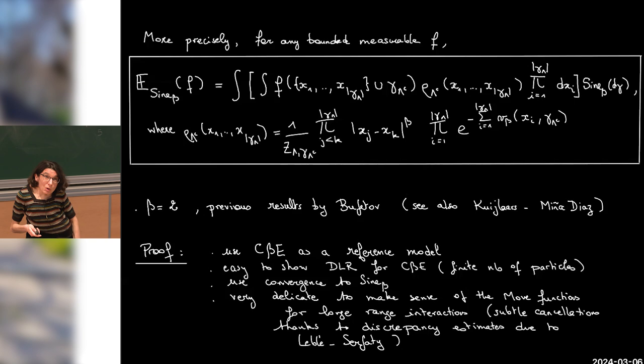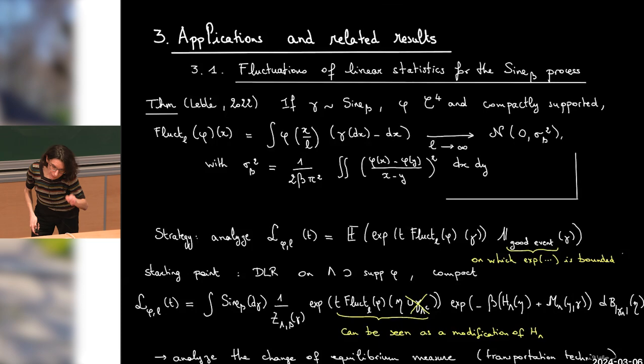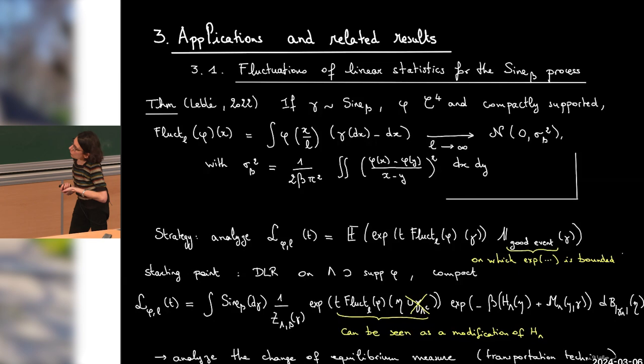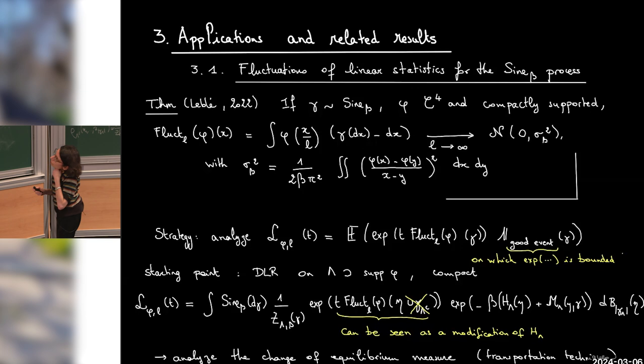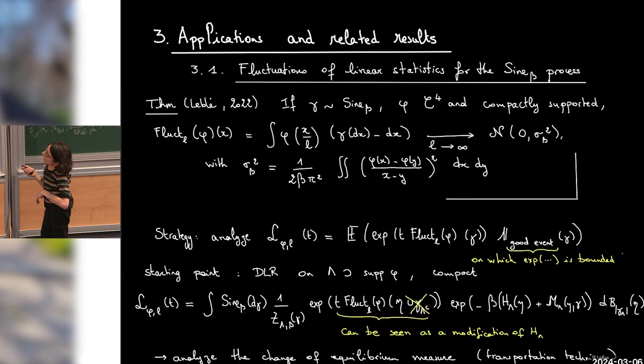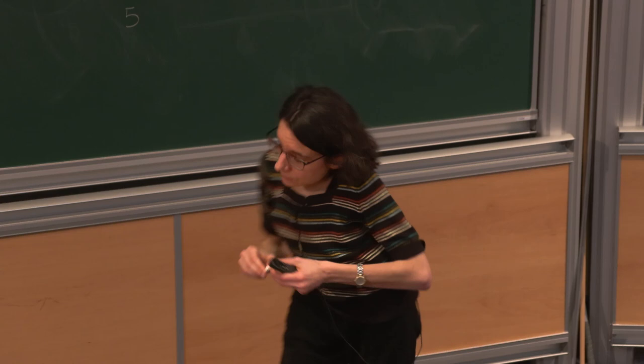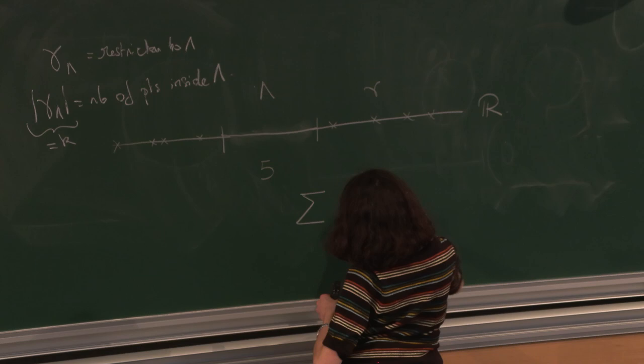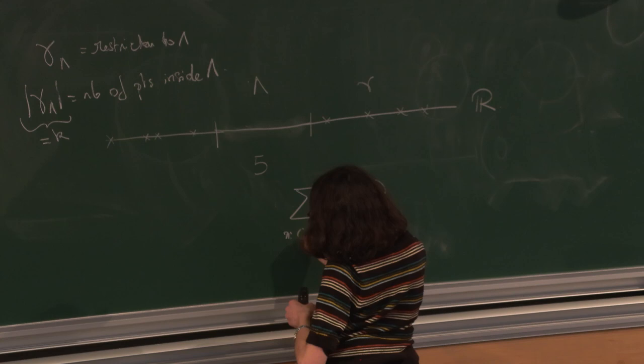Okay, so now I will go to the applications. As I told you, I will be quick on the first ones. From our DLR equation, right after our work, Thomas could study fluctuations for linear statistics. So you see, here gamma is just the configuration, so the integral of phi of x against gamma is just the linear statistics, so I can rewrite it as the sum of phi of xi for xi in the configuration.